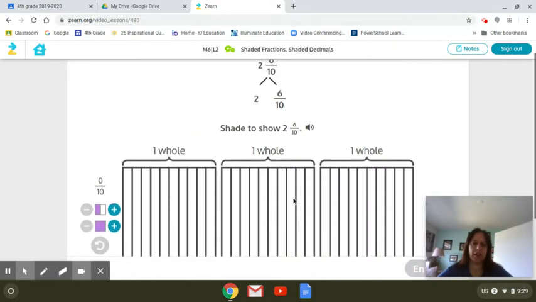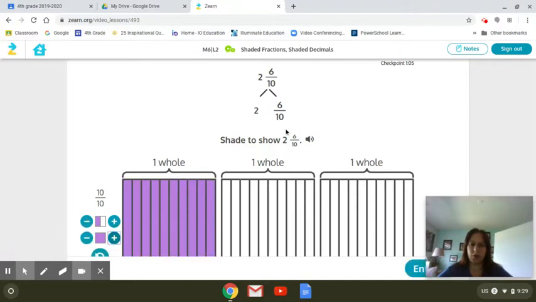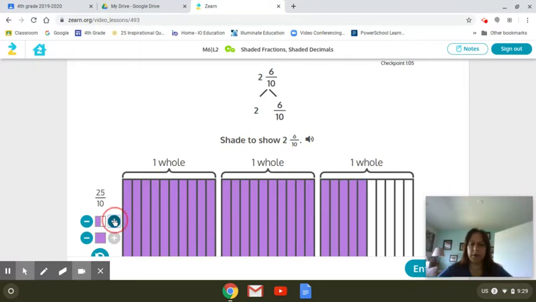So we need to shade in to show 2 and 6/10. If I shade this whole thing, this is one whole. That's one of the 2 wholes. Then I'm going to shade in another whole. Okay, and then I'm going to shade in 6/10. 1, 2, 3, 4, 5, 6.